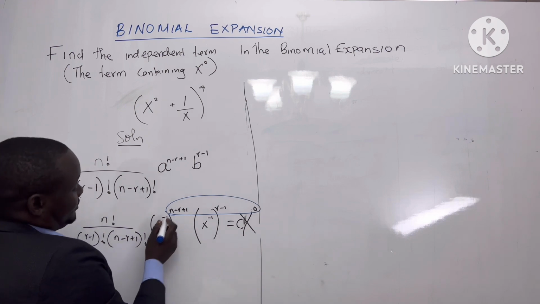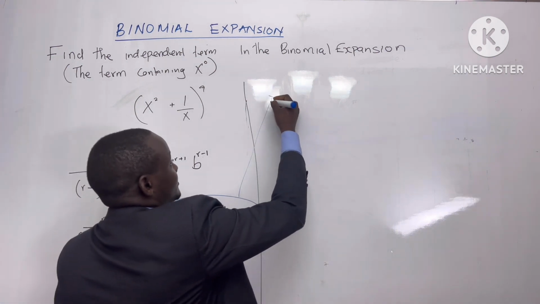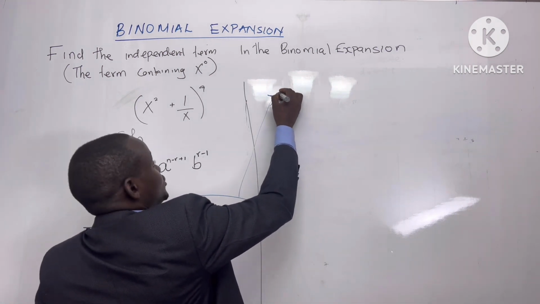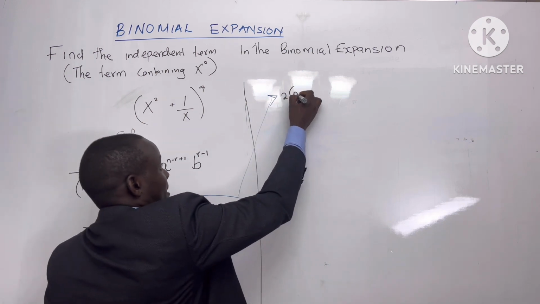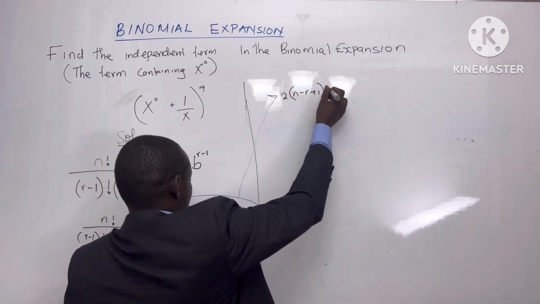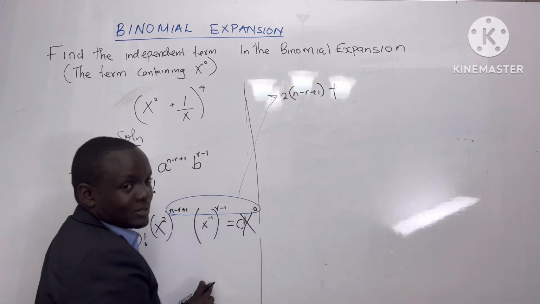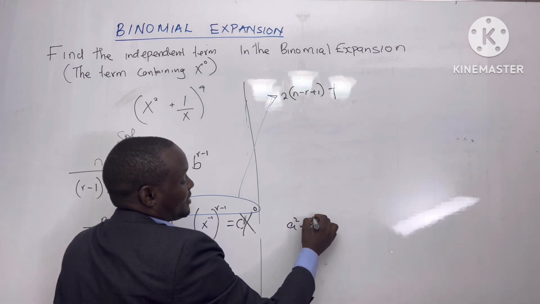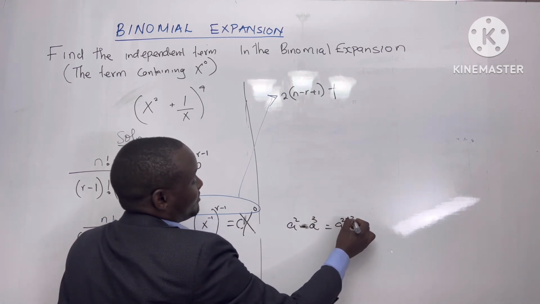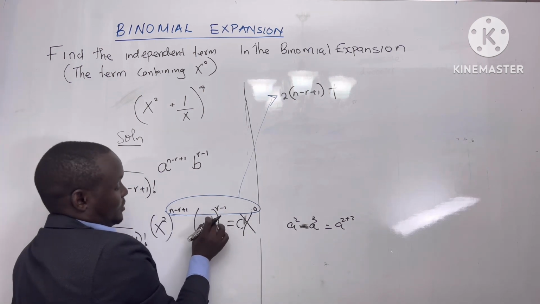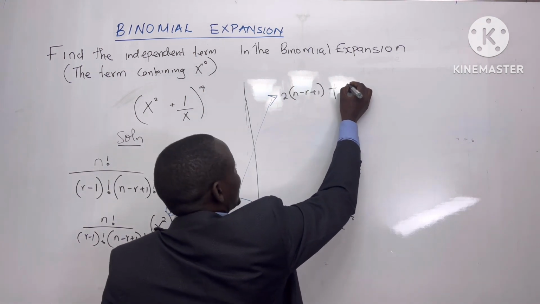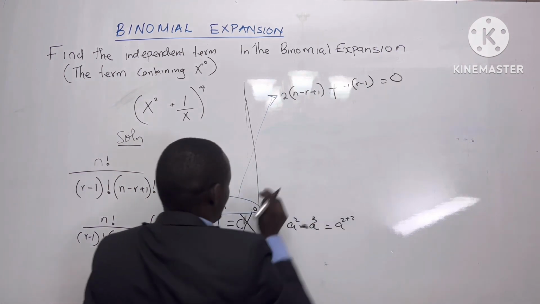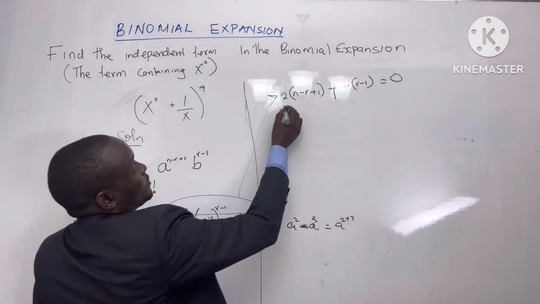So here we pick this. Okay, so we have 2, then we have n minus r plus 1, then here we have plus. Since if you take a squared multiplied with a power 3, this is the same as a power 2 plus 3, that's why we are adding here. Then we shall have negative 1 times r minus 1, which should be equal to 0.